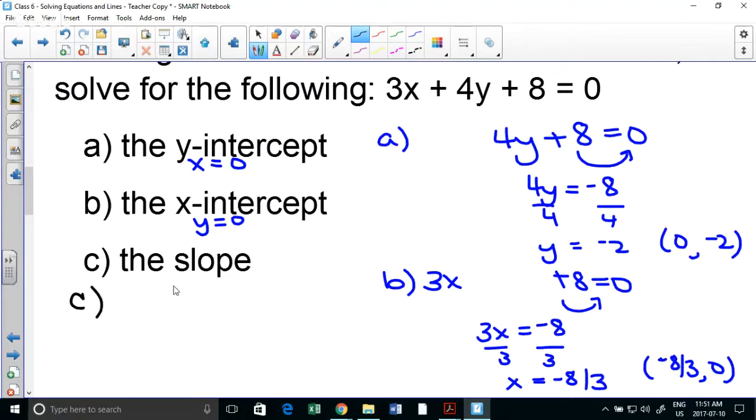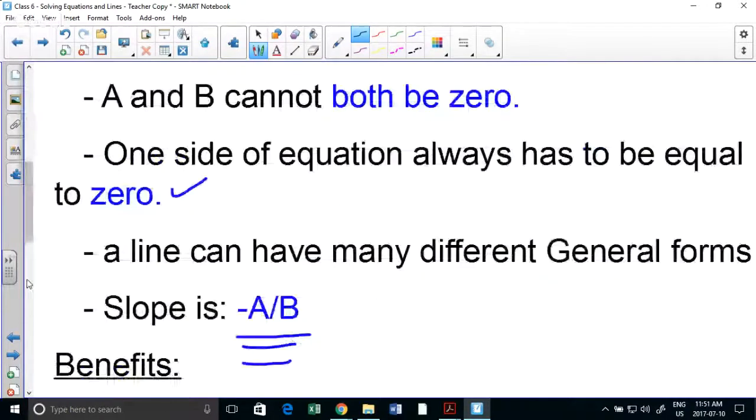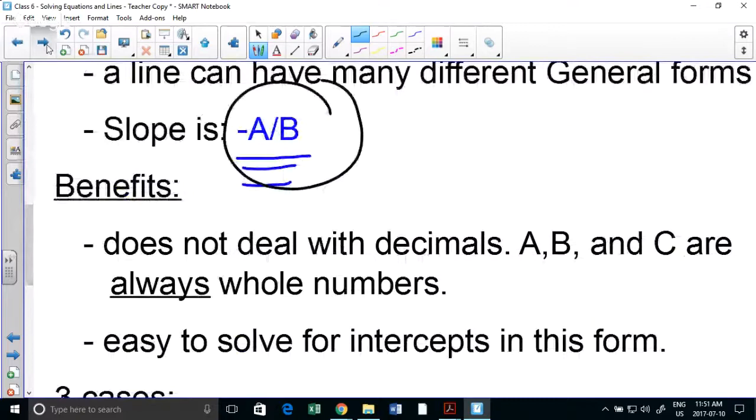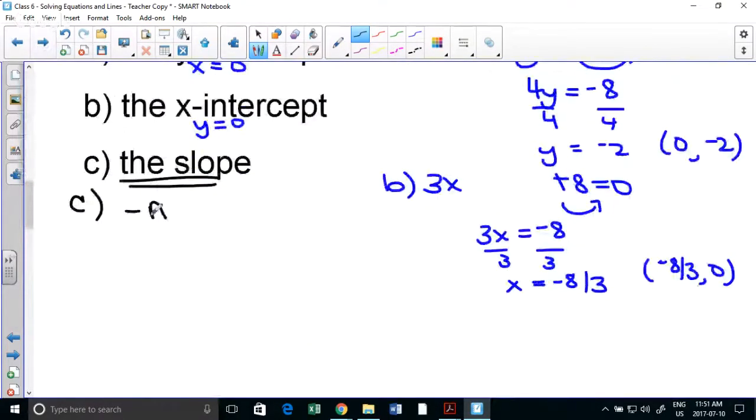C, the slope. Here, you are given a slope formula, negative a over b. So I have negative a over b. This is negative 3 over 4 because we have 3 as my a and 4 as my b, and I'm done. That's the slope. That's simple.